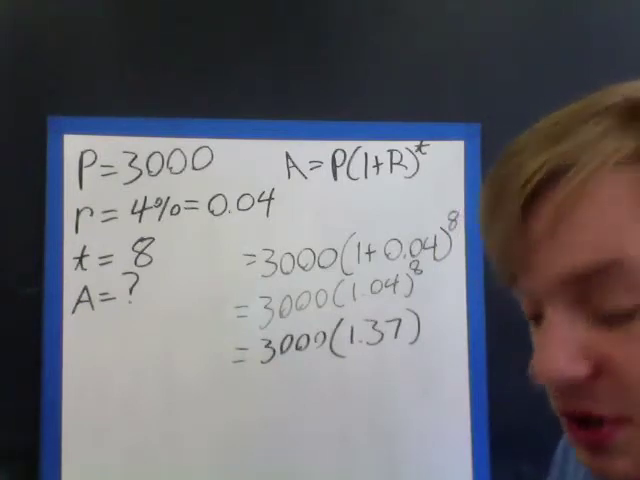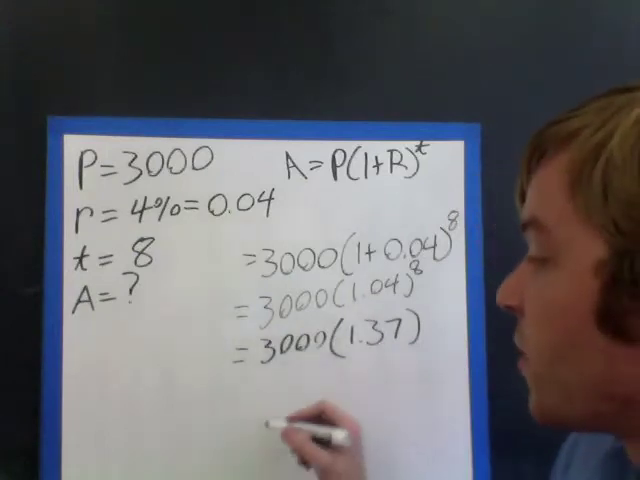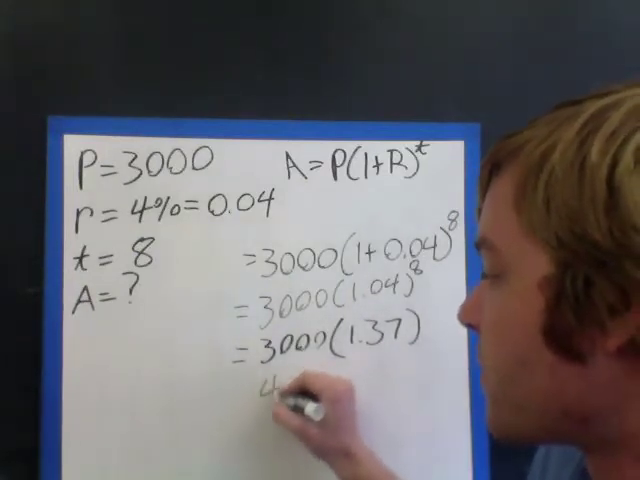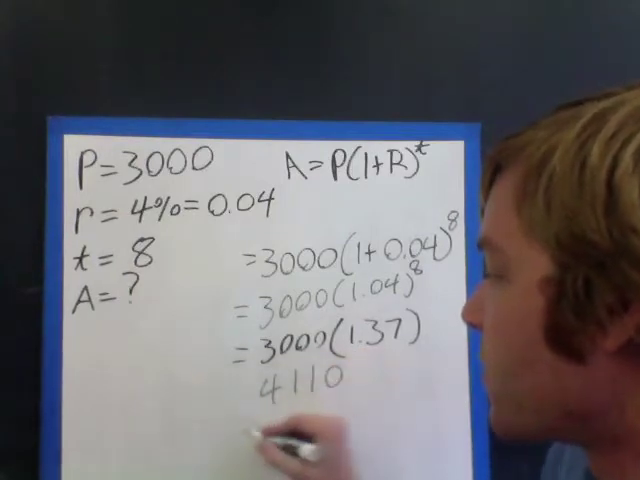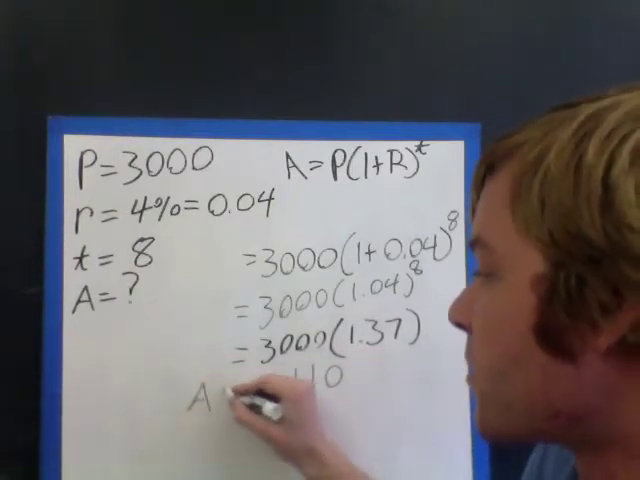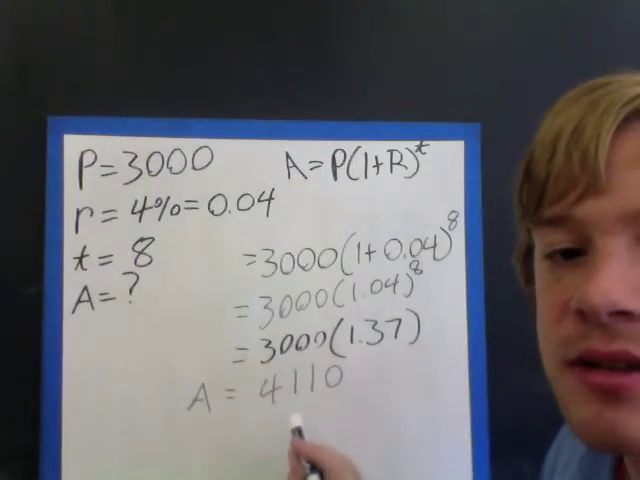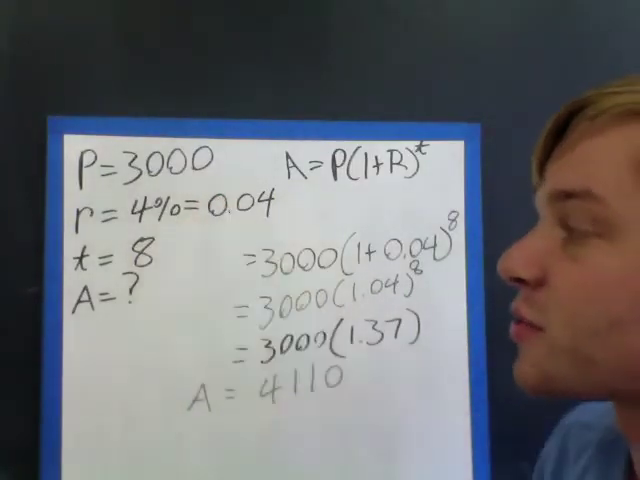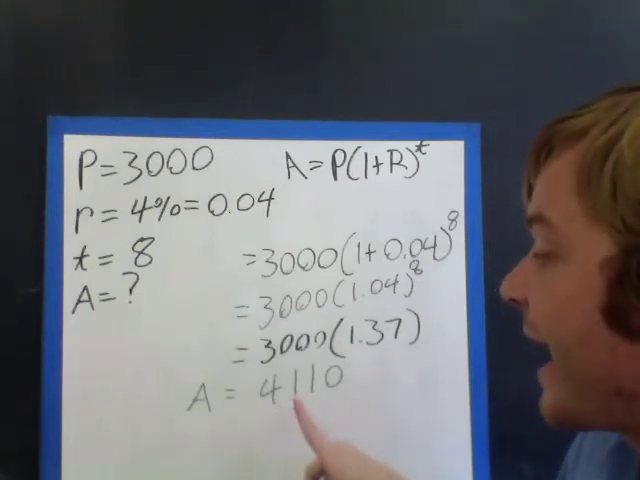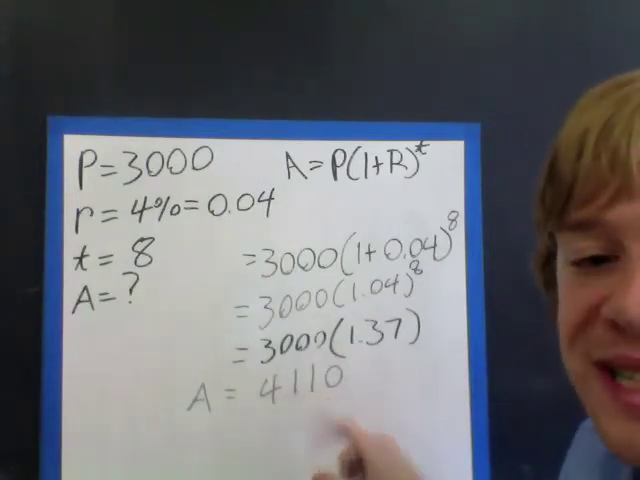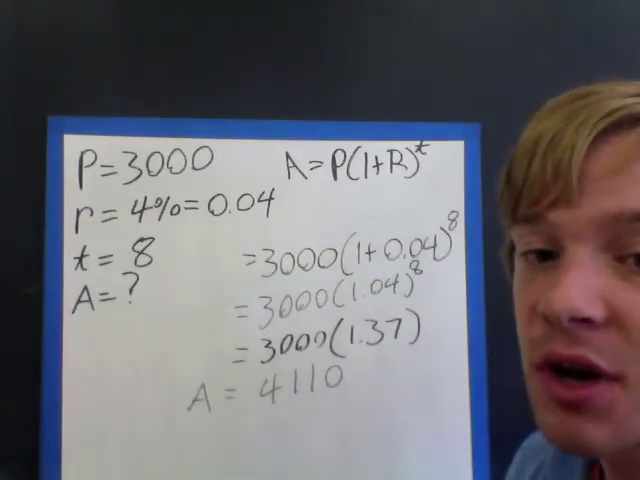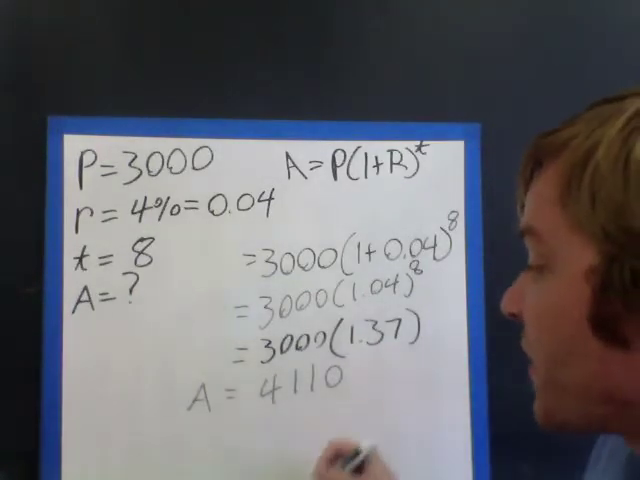When you do this, you should get $4,110. So what this says is that even though we only borrowed $3,000 originally, we have to pay back $4,110 because they let us borrow that money. The interest on this was $1,110.